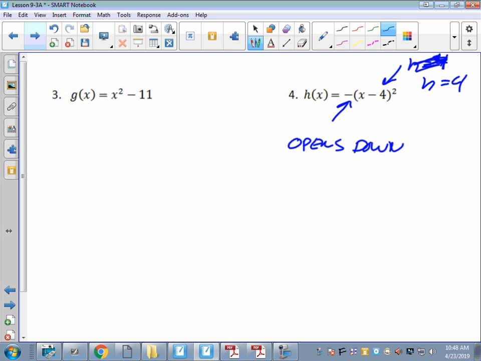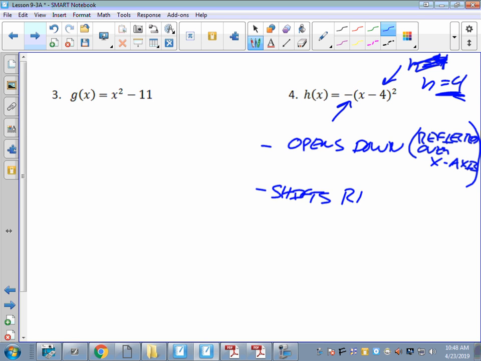Which, again, means that it's a reflection. We didn't put that on the last one. Reflected over the x-axis. That's basically what it means when you're opening down. And then what else happened here? Because it's an h value, we're shifting, and your h value is a positive 4. It's going to shift to the right 4 units. Okay? So we're analyzing the graph just based on how that looks.